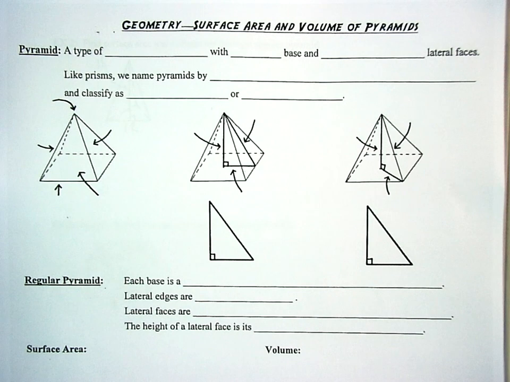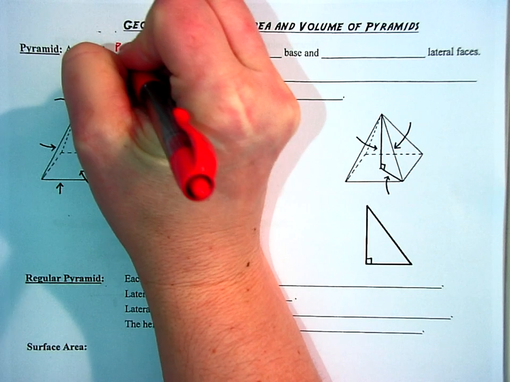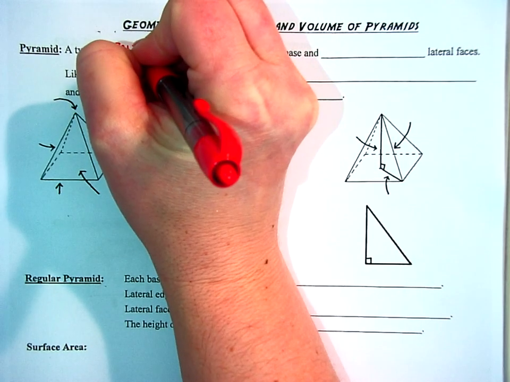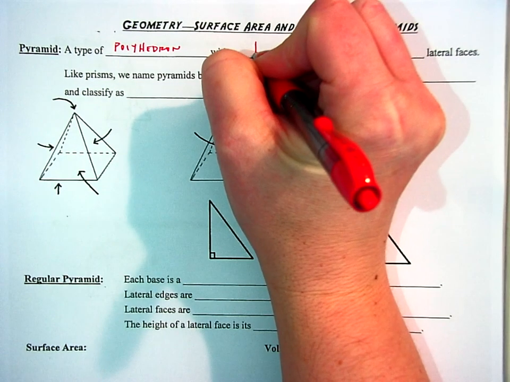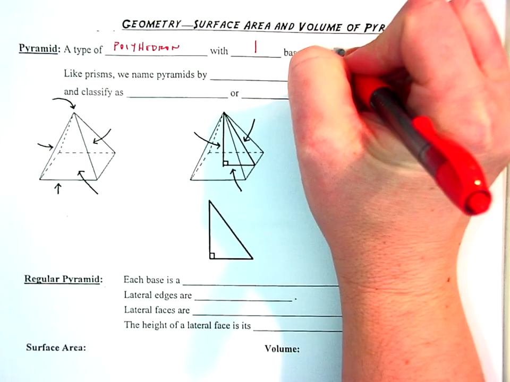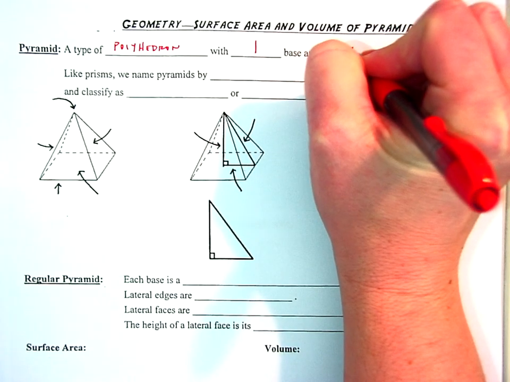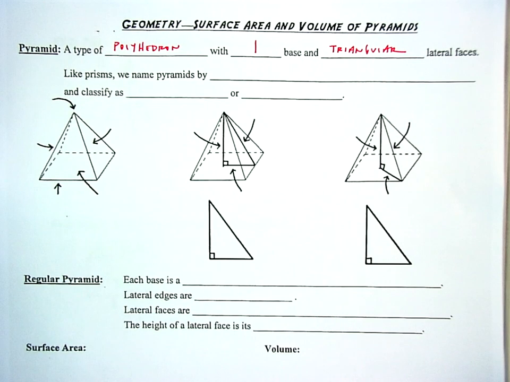Okay, so let's go over some vocabulary. First, a pyramid is a type of polyhedron. All of the faces are polygons. There are edges to all the faces. So it is a type of polyhedron. It has one base. That base is going to be whatever polygonal shape. It could be a triangle, it could be a square, it could be a hexagon. And all of the lateral faces are triangular. So a type of polyhedron with one base, and all of those lateral faces are triangles.